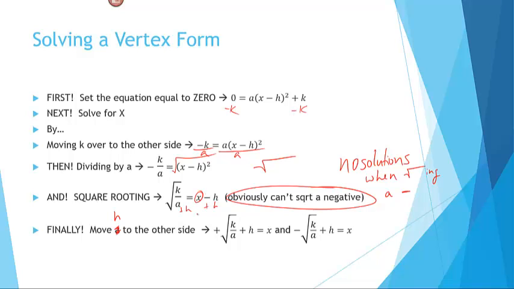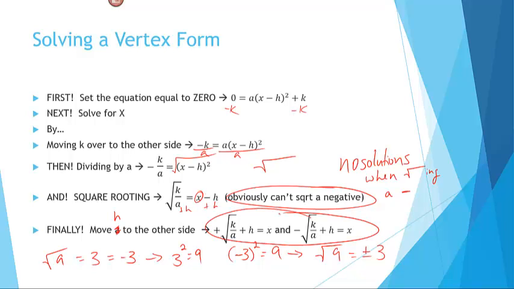Now, another tidbit of information. When you take the square root of something, let's say the square root of 9, that's going to equal 3, and that's also going to equal negative 3. Mind blown, right? Not really, because 3 squared equals 9, and negative 3 squared also equals 9. So the square root of 9 equals plus or minus 3. That's why we have this right there: positive square root of k divided by a plus h equals x, and negative square root of k divided by a plus h equals x. Okay? So all this confusion just to do some examples, starting right now.